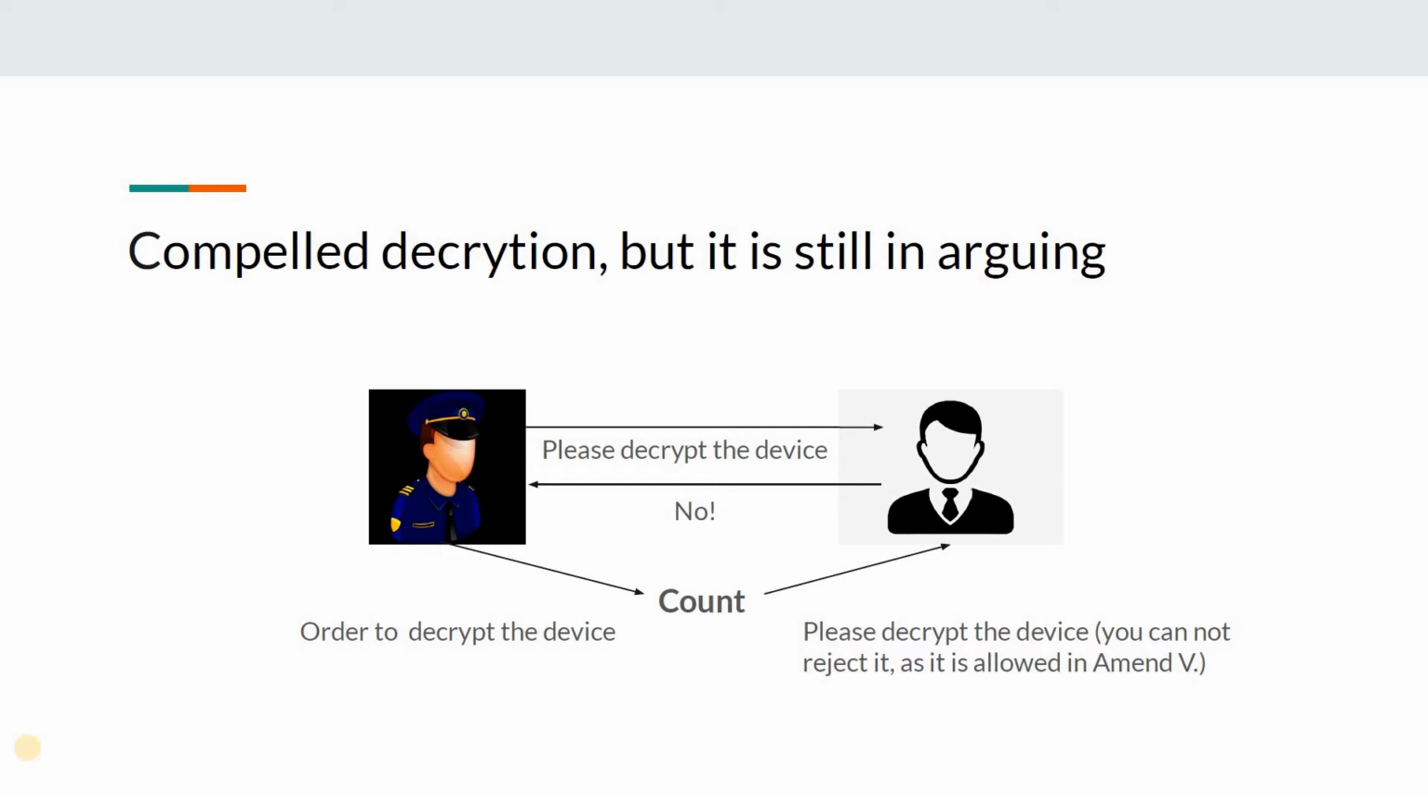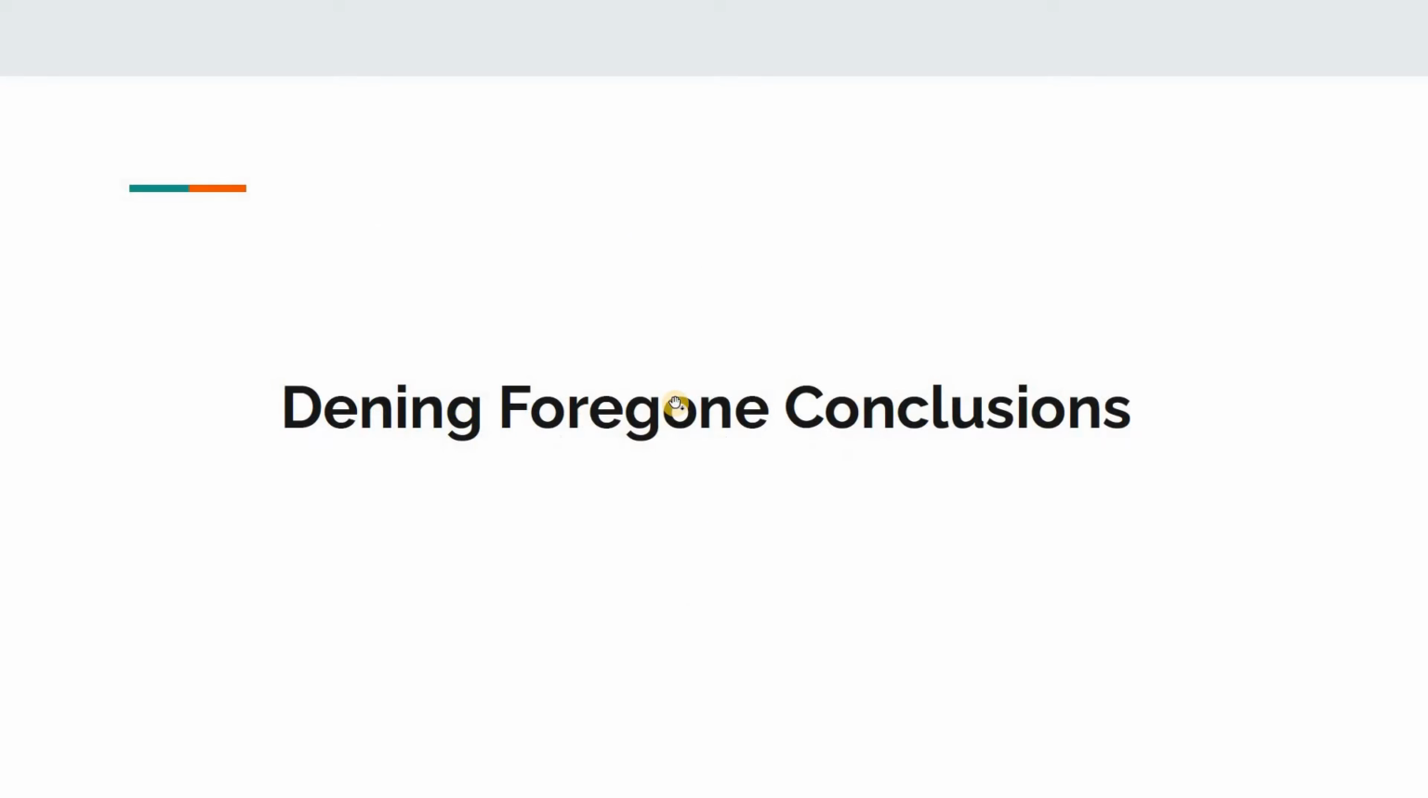However, we are still talking about the nature of the cryptography details, like a password or key. It is still under the arguing process whether those cryptography details are protected by Amendment 5. So we need to discuss it more.